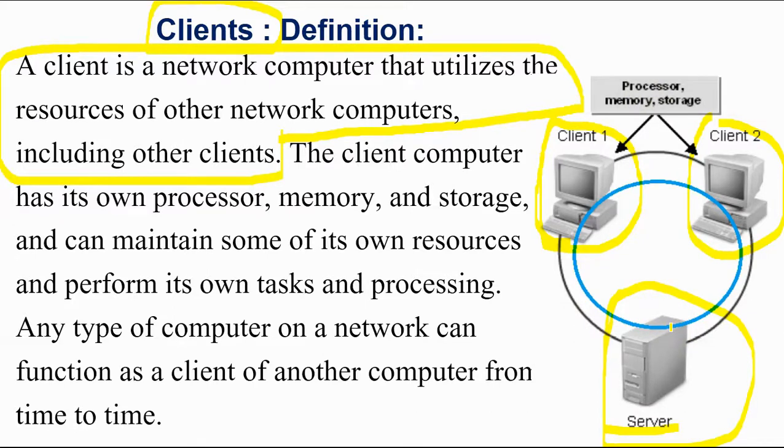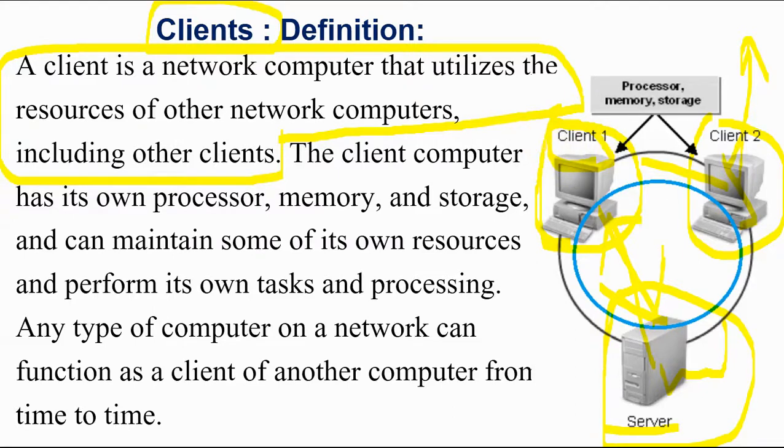So what does a client do? It utilizes the resources which are kept on another client, or another network computer, or a server. For example, one printer is connected to this machine, client 2, and it is shared here, so client 1 can take a printout. Similarly, if any data is kept on this server, this client can access the data. So what is happening here? They are utilizing the resources of other network computers. This server is another computer of this network, and this client is also a network computer of this network. Correct. Let's move to the next one.